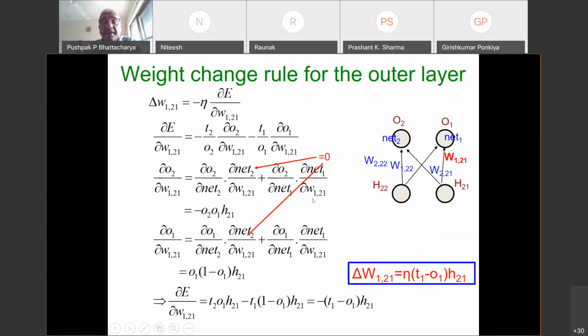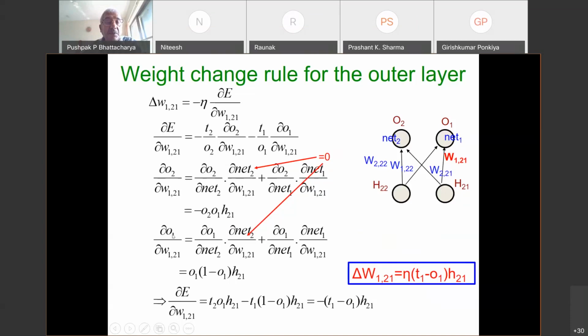And delta net 1 delta W is nothing but the derivative of the net input with respect to the weight. So that naturally will be equal to the input arriving over that connection. So the input arriving over that connection is the output of the hidden layer neuron. So I get delta O2 delta W as minus O2 into O1 into the input at the connection.